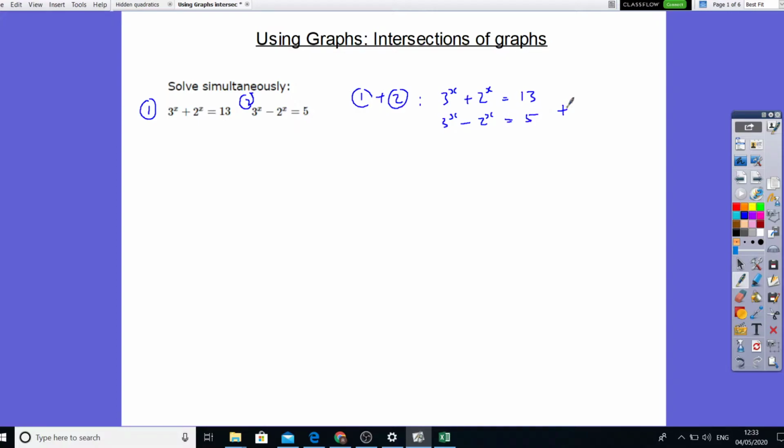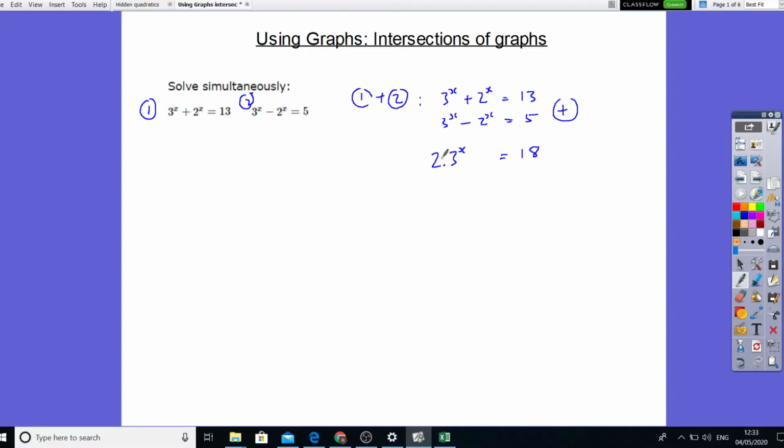If I add these equations together, I'm going to get two lots of 3 to the power x. The 2 to the power x terms cancel each other, since you have a positive 2^x and a minus 2^x. So when I add those together, they will disappear. That's the whole reason why I've done this. And 13 plus 5 is 18.